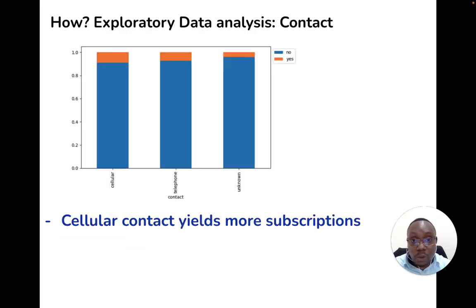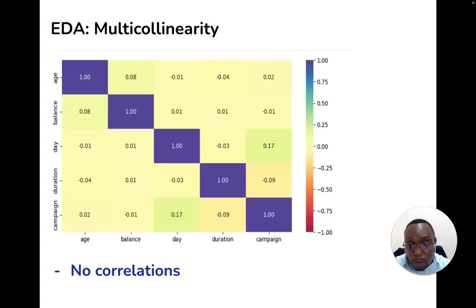Cellular contact yields more subscription. However, we have the unknown contact method that needs to be improved in the later data collection to make sure that the unknown contact is made known. In the heat map of numerical variables, we saw that there are no strong correlations, and therefore we have challenges of multicollinearity that we may need to deal with in this data set.